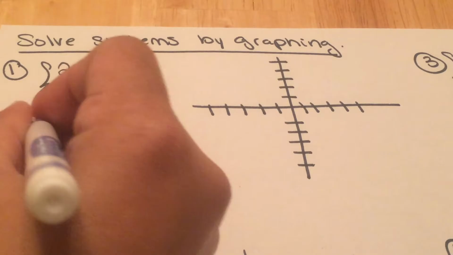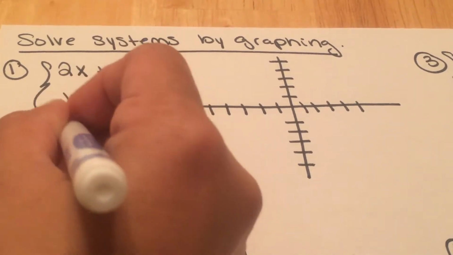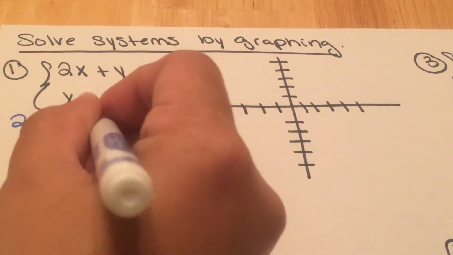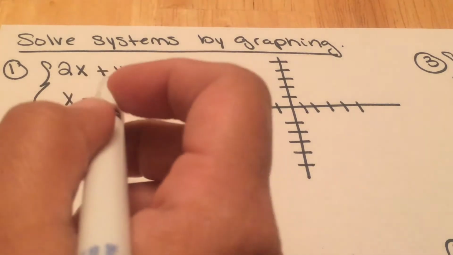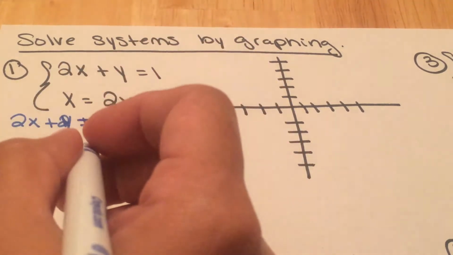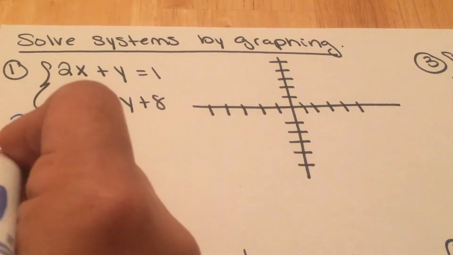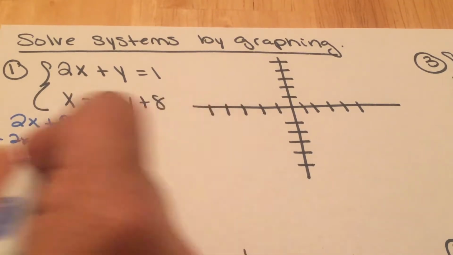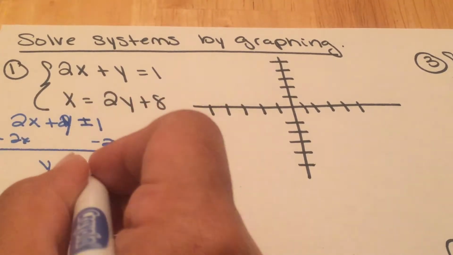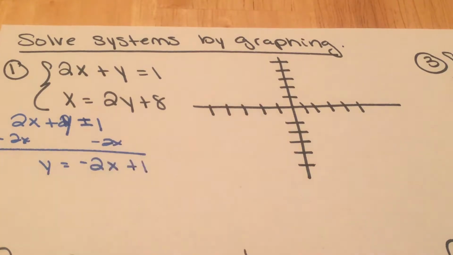So I'm going to take my first equation, the top, whoops, that's a y. That's also an equal sign. I'm going to take 2x plus y equals 1. And I'm going to get that into slope-intercept form. So to do that, I have to subtract 2x from both sides. And we're going to get y is equal to negative 2x plus 1.